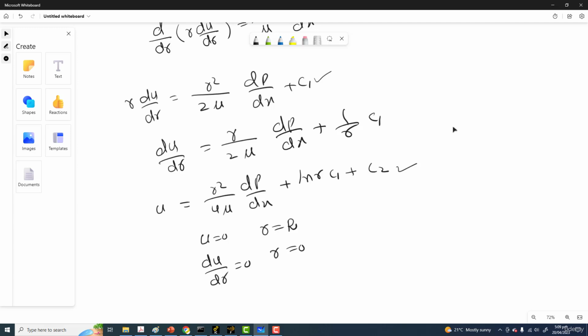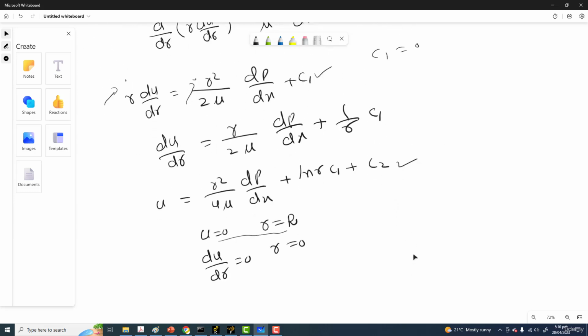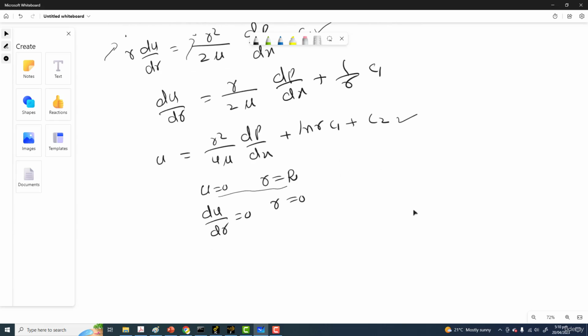So we apply the first boundary condition, u is equal to 0 at r is equal to R. And the second boundary condition is that du/dr is equal to 0 at r is equal to 0. So this term will be 0, and this term also will be equal to 0. So it means that C1 is equal to 0, and this term will now be removed from here.